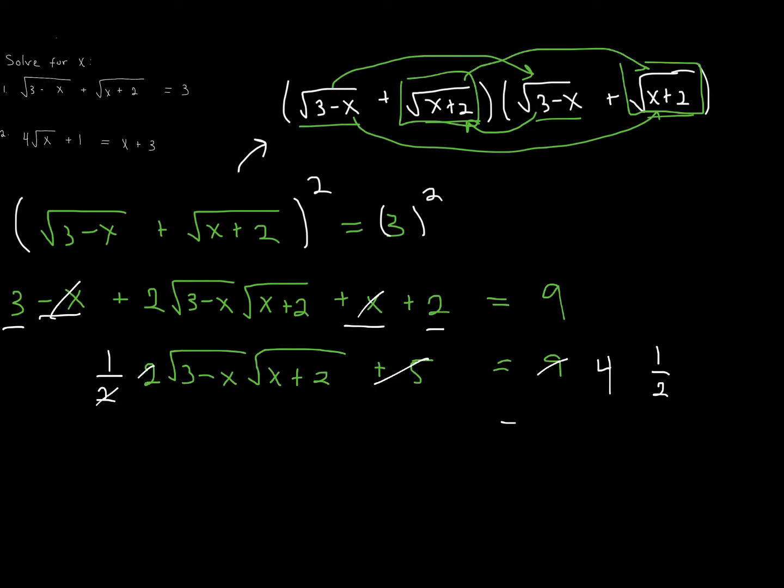And so now, on the right side, I have 4 times 1/2, which is 2. And on the left side, I have the square root of 3 minus x times the square root of x plus 2. Okay? And now, I'm going to notice something. I have two things multiplied by each other that are square rooted. So if I square both sides now, well, I'll be able to apply the square to both pieces in here, and I'm going to get rid of the square roots. So I can square both sides.